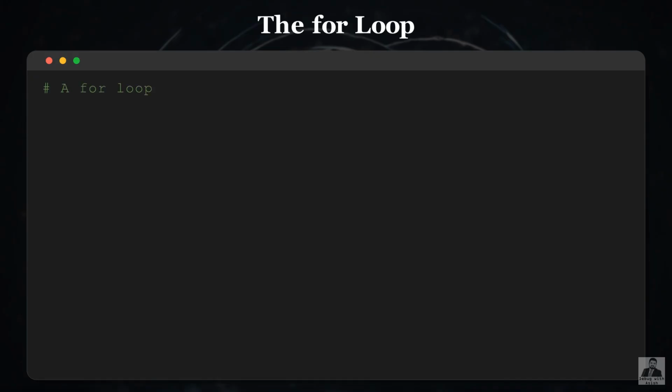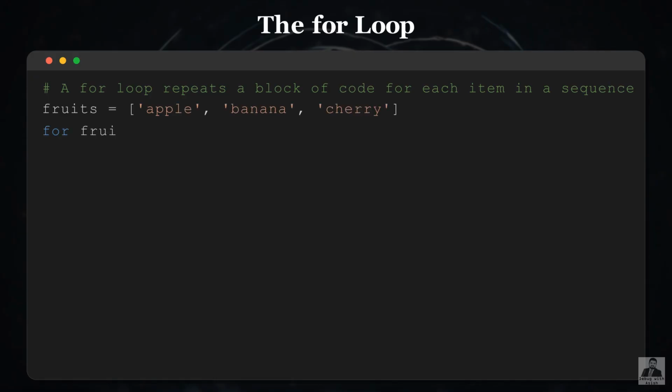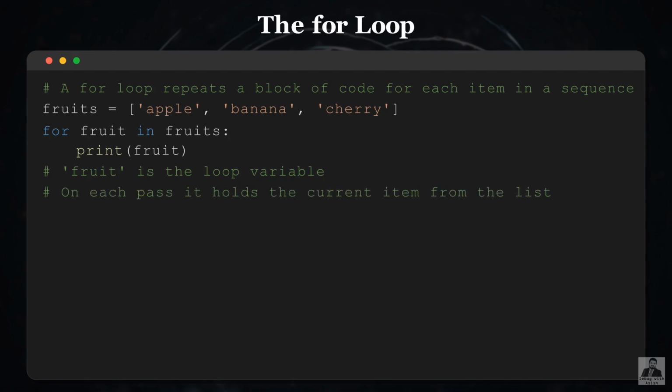A for loop repeats a block of code once for each item in a sequence. The syntax is the keyword for, then a variable name, then the keyword in, then the sequence, then a colon. The variable name you choose holds the current item on each pass through the loop. Here we name it fruit.